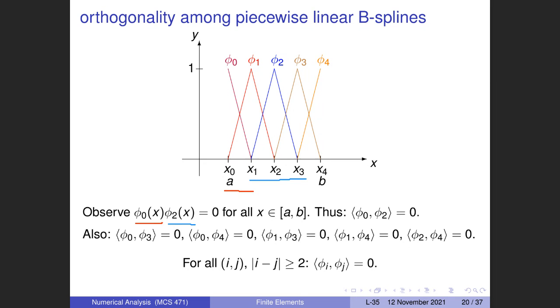So there is a lot of orthogonality. I said that the basis was orthogonal, but that was actually not quite right. So we have x1, the second basis function, with the third basis function. There is this area where they overlap. But in general, we have orthogonality between basis functions whose indices differ by more than one. So we have this property here verified.